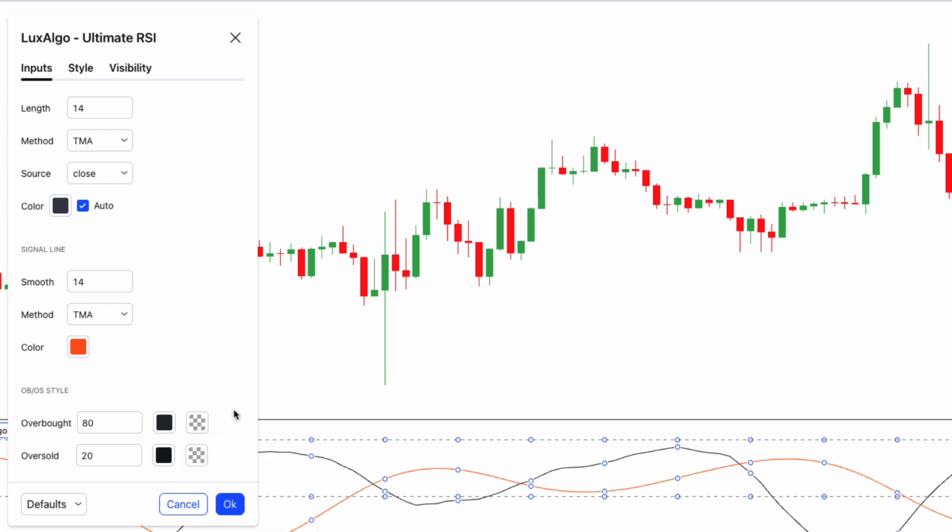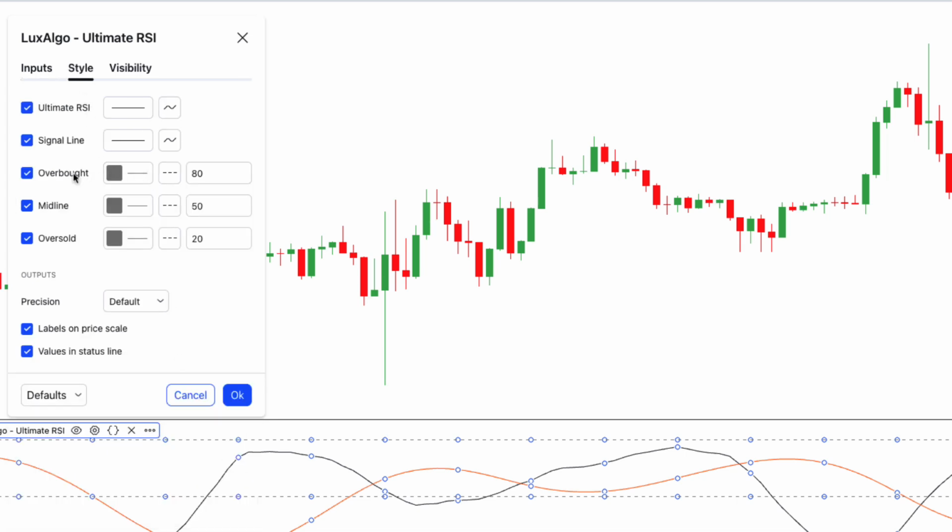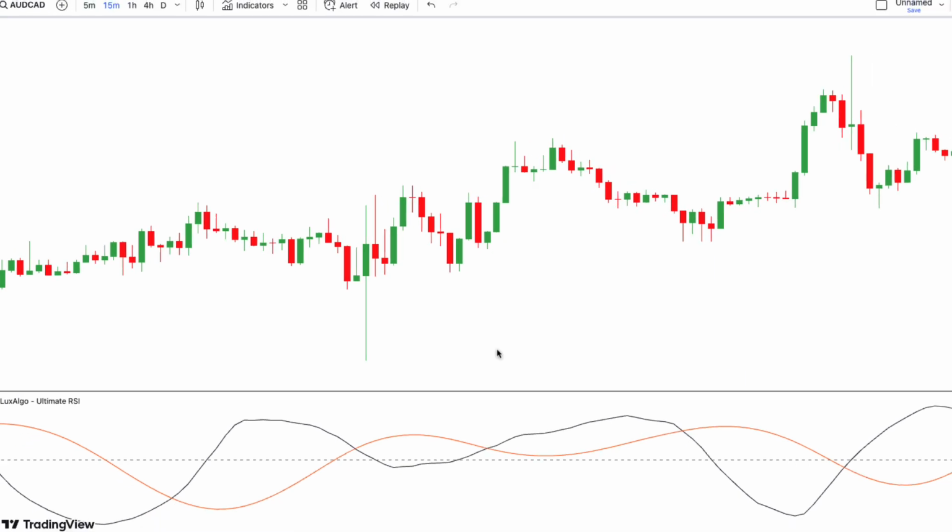This aims to furnish a pristine black background or a sideline, devoid of any distractions. Now, let's proceed to the Style tab. Then here we're going to uncheck the overbought and the oversold level and then click OK.